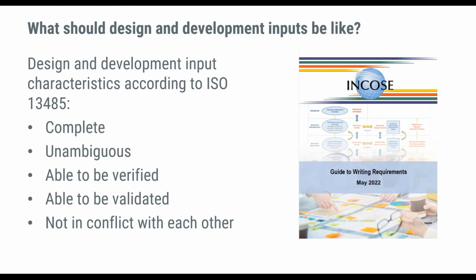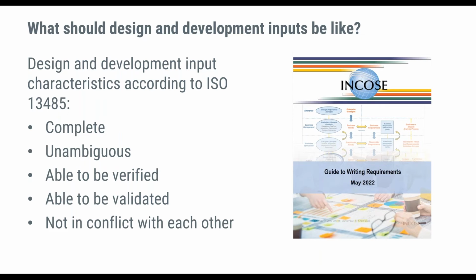The interesting thing is that the terms complete, unambiguous, able to be verified, and able to be validated are actually also found in the INCOSE guideline. It's not specifically mentioned, the last one, not in conflict with each other, but it's sort of embedded in another characteristic, which is called consistent in the INCOSE guideline. So here we can get some guidance from the INCOSE guideline on what these terms mean.